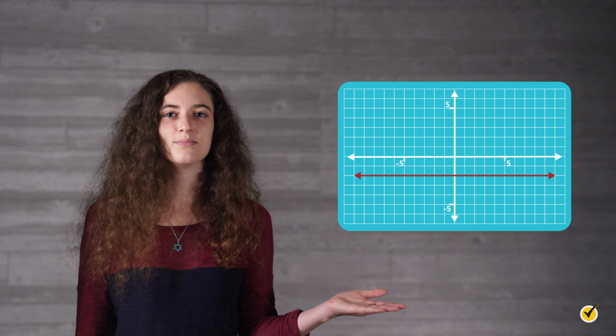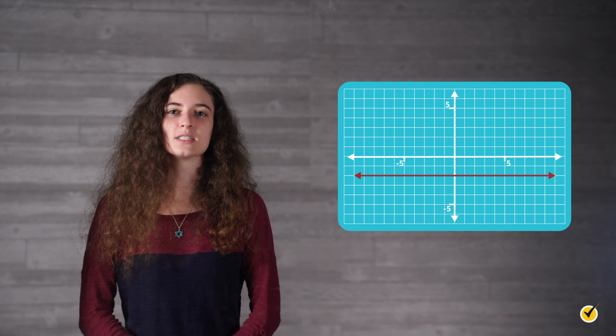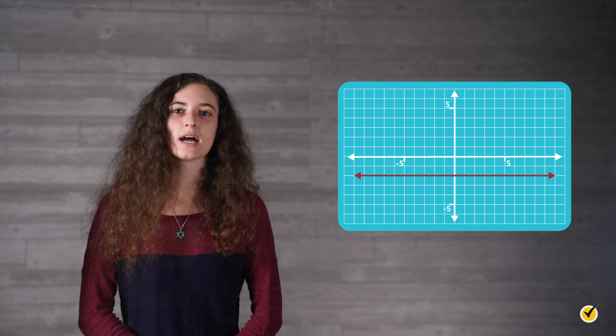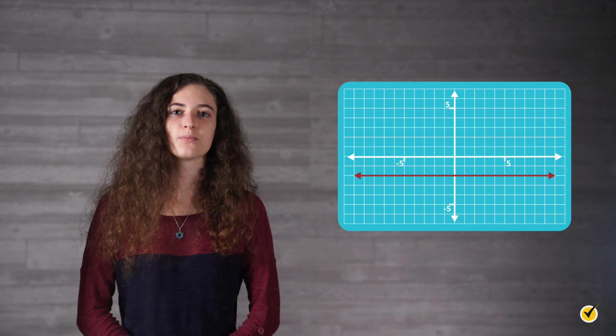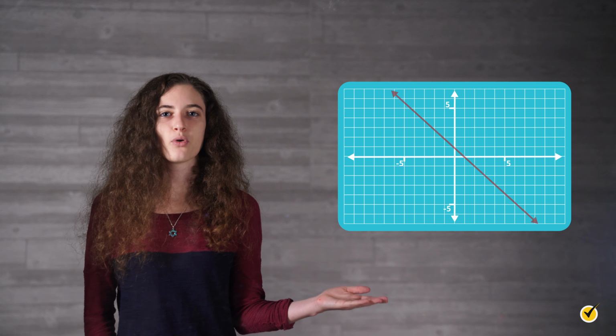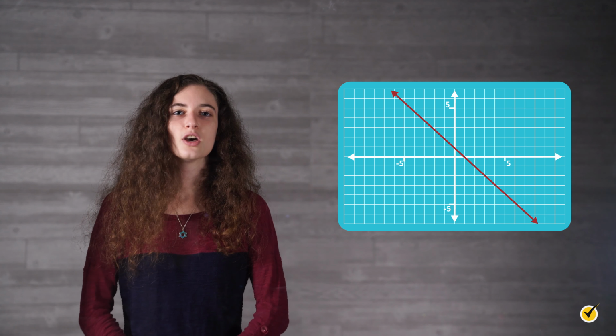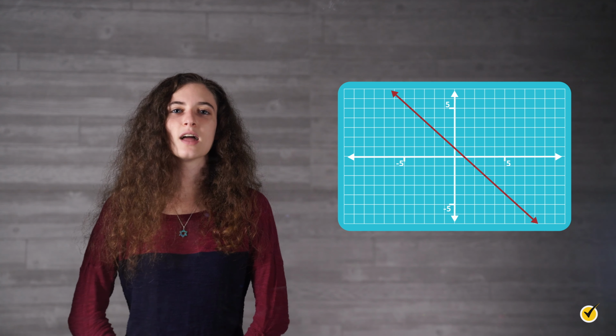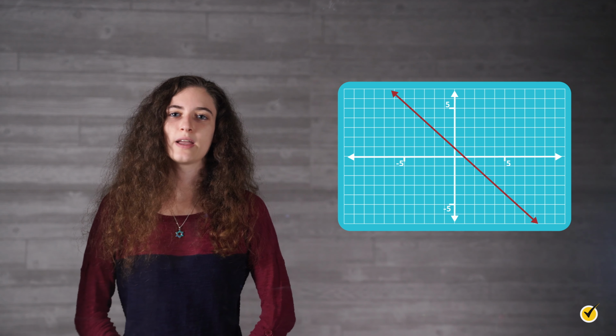Example 3. Slope is equal to 0. All horizontal lines have a slope equal to 0. Example 4. Slope is negative. The line slopes downward from left to right.